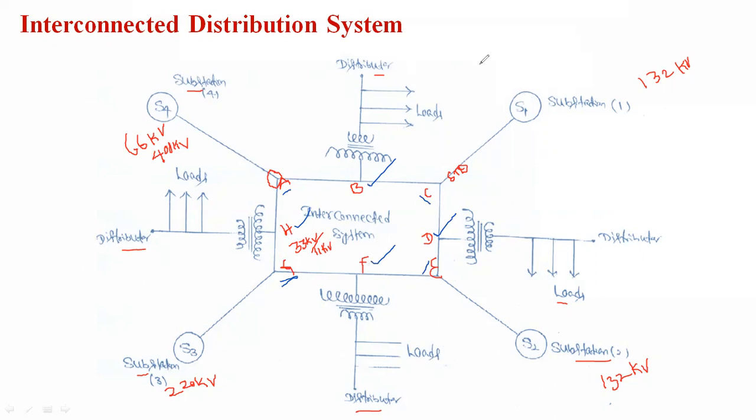Again, a step down transformer is kept. The 11 kV is stepped down into 440 volt, 3-phase, 3-wire or 4-wire system, or else 230 volt single phase system. Here it is connected to n number of consumers.